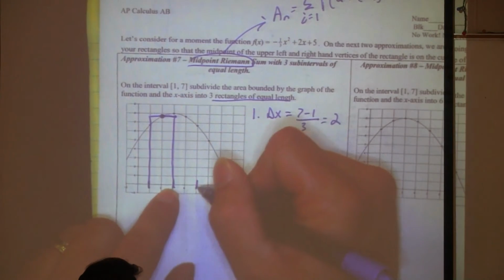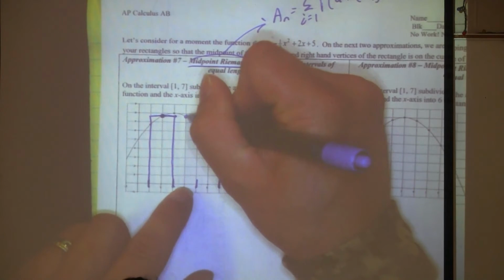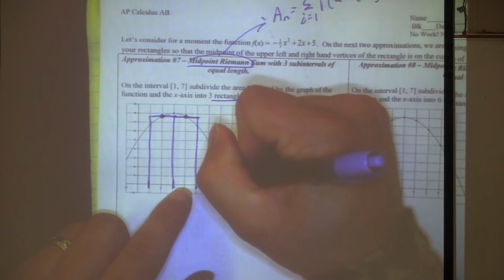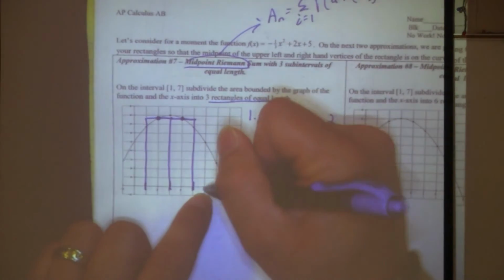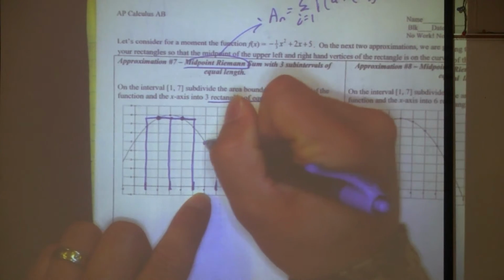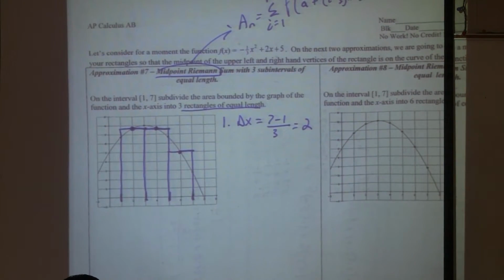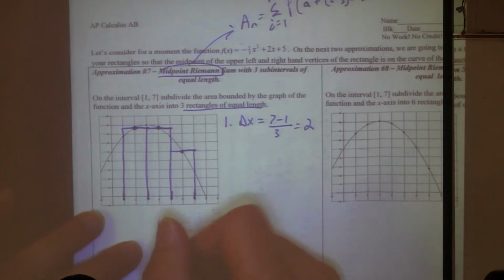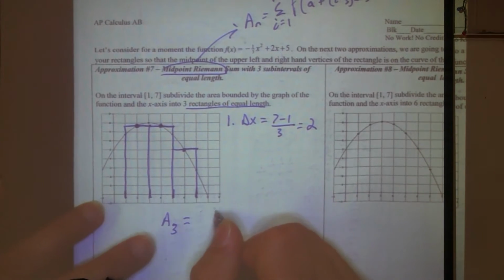Between 3 and 5, what's in the middle? 4. So go to the middle, go all the way up until you touch the graph. That's the height, and then go to the side to make the rectangle. And the last one, between 5 and 7, it's 6. And then just like that. Easy? Yeah?